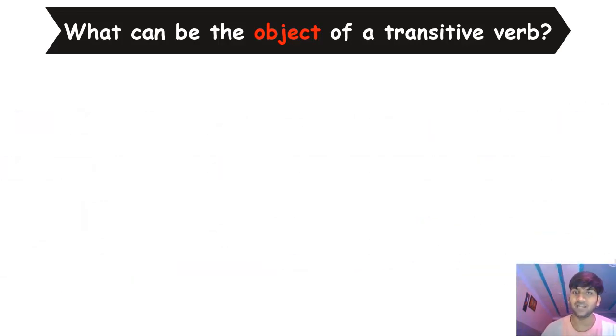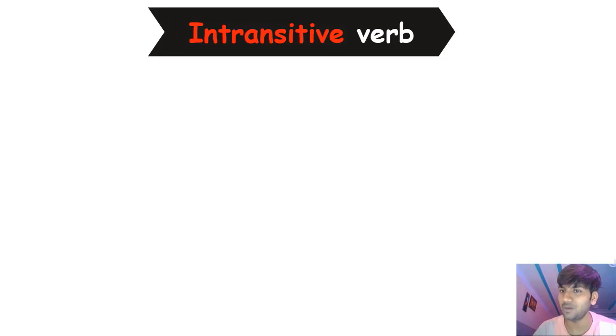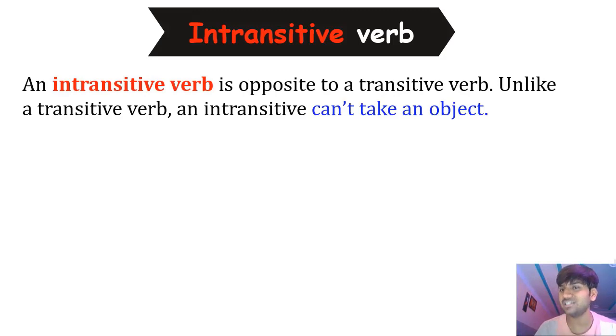Okay. Now, let's understand what an intransitive verb is. We've understood what a transitive verb is. An intransitive verb is absolutely opposite to a transitive verb. That means it cannot have an object. It cannot act upon something or somebody. It does not have an object, right?